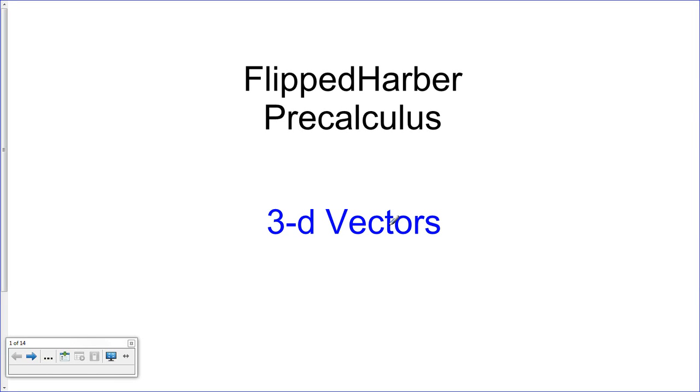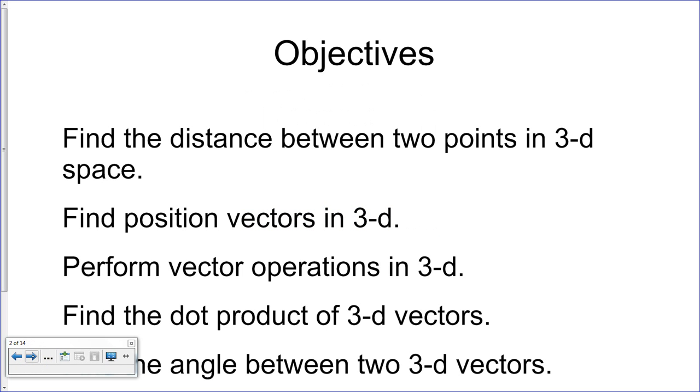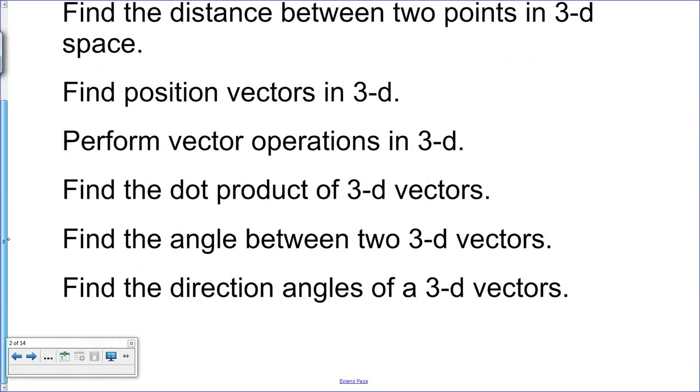In this video we're going to talk about 3D vectors. Our objectives for this lesson are to find the distance between 2 points in 3D space, find position vectors in 3D, perform vector operations in 3D, find the dot product of 3D vectors, find the angle between two 3D vectors, and find the direction angles of a 3D vector.